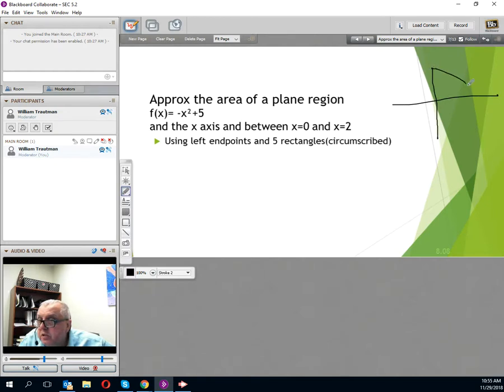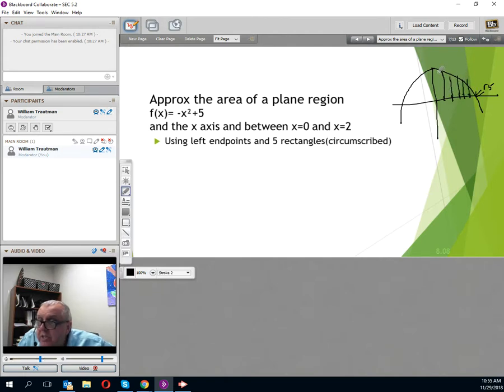So this goes down here and down here. This is the square root of 5, but this is 2. And there are 5 rectangles: 1, 2, 3, 4, 5. Last time we used the right endpoints. This time we're going to use the left endpoints. I'm drawing the left endpoints.